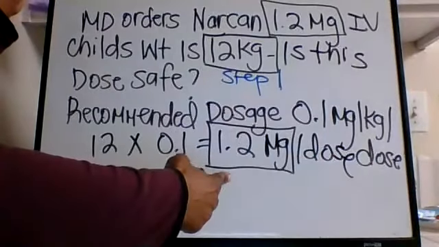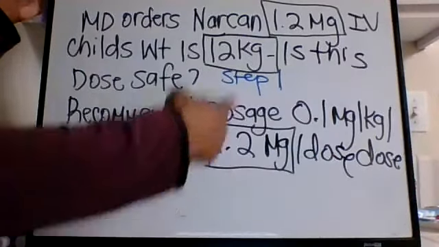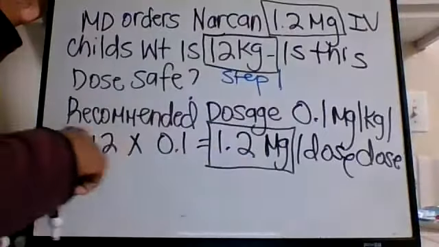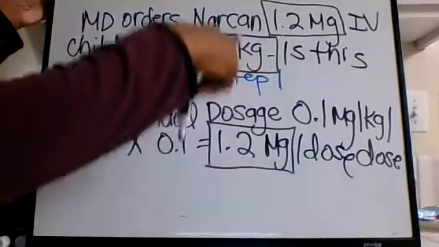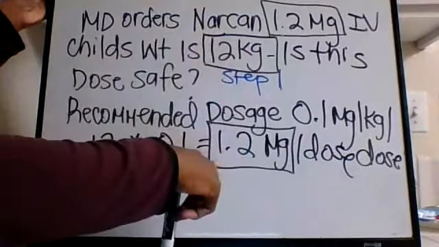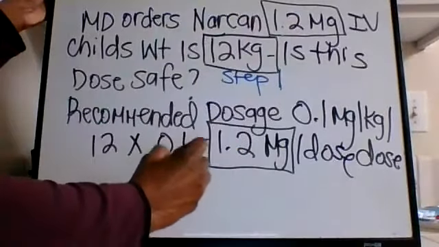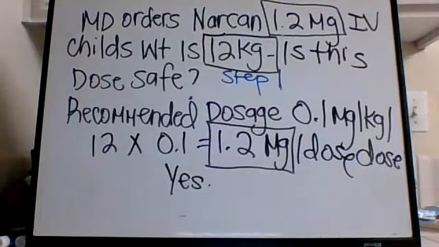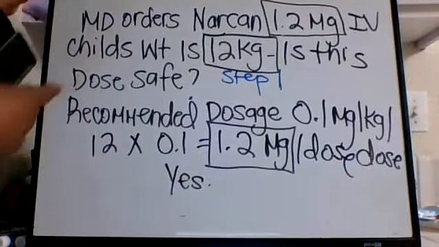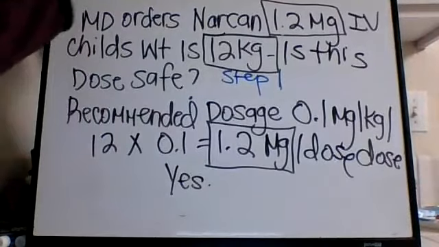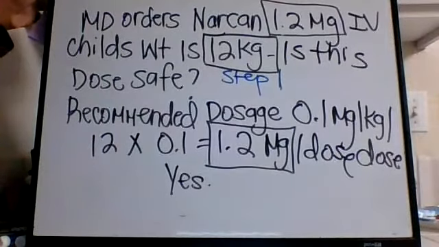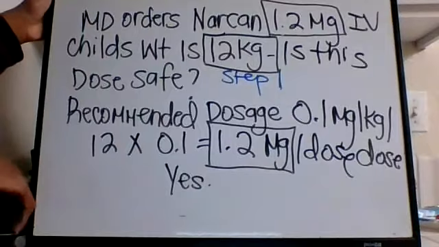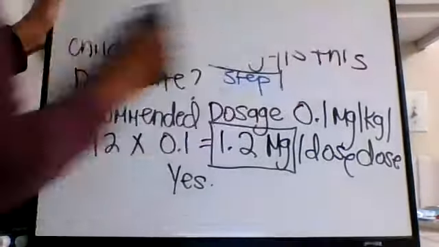So is this dosage safe? Yes, it is, because the doctor ordered 1.2, and the recommended dose for a child weighing 12 kilograms is 1.2. So the answer is yes, this dose is safe. All right, that is the first one. We're going to do several more, which will allow us to cover all four of the steps that were listed. I'm going to erase this one and go on to the next one.